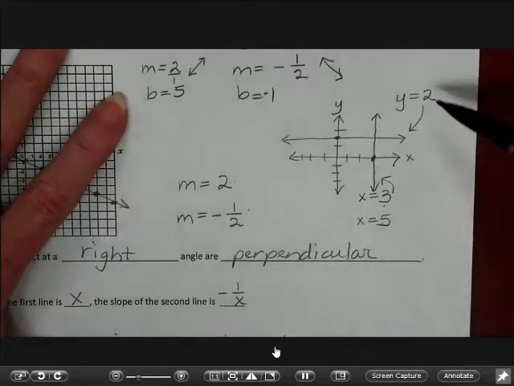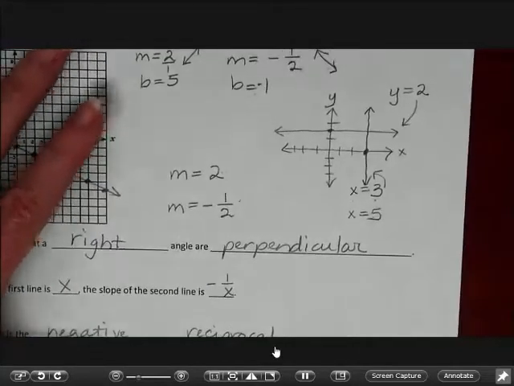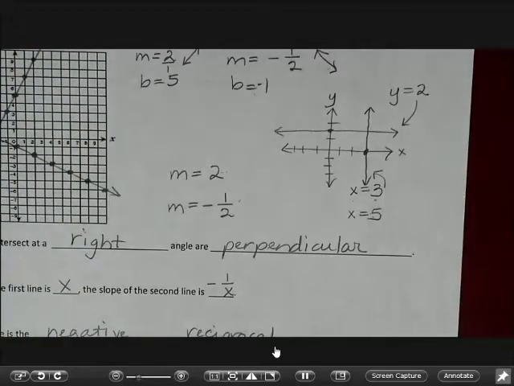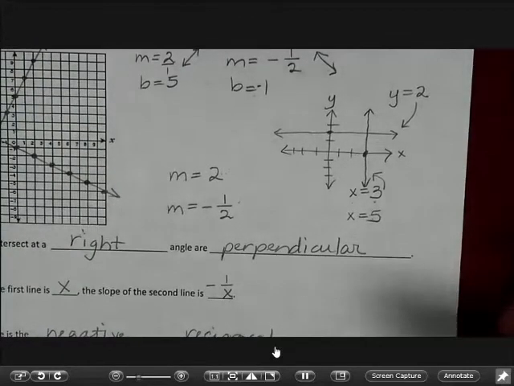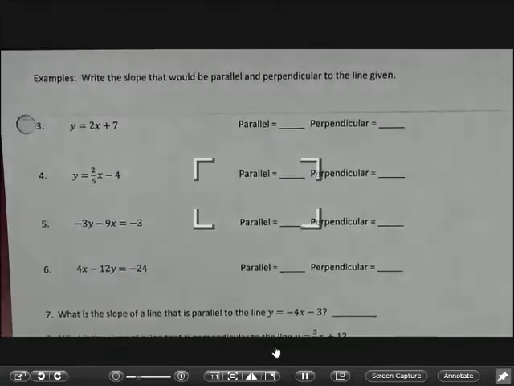Parallel. How would it be related to this line? Perpendicular. Sometimes graphing them helps you be able to see those kinds of lines better. So be sure you're thinking about that when you get to that problem on your homework. Okay, so let's flip over to the back.